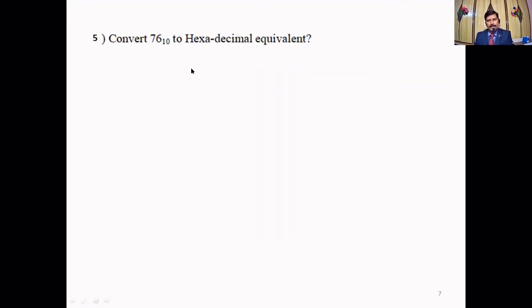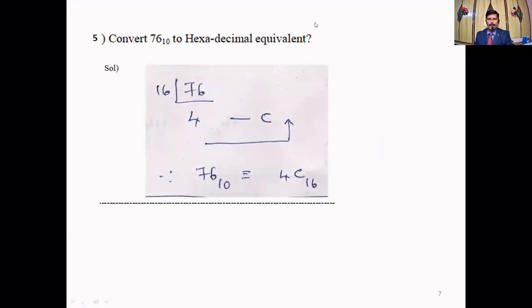Suppose the same number into hexadecimal, how can we do it? Same point: divide by 16. Let us see. 76 divided by 16: 16 fours are 64, and the remainder is 12. Because we are converting to hexadecimal, 12 in hexadecimal is C. So that's all: 4C. So 76 to the base 10 equals 4C to the base 16.